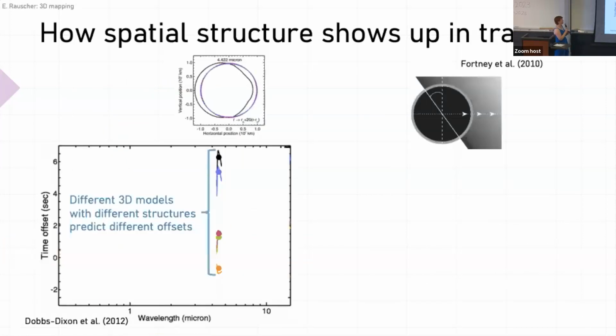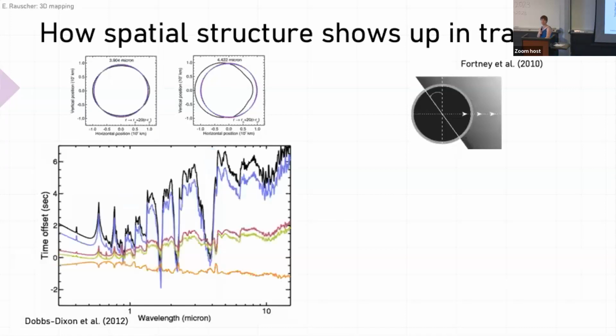So there's a couple ways this shows up in the data. Because of this potential offset in scale height between the two sides of the planet, that can lead to an effective seeming change in the time of transit. It can seem to delay it or have it happen a little bit earlier. And here's a plot where there's different models and they would predict different timing offsets based on what's going on with the 3D structure of the atmosphere.